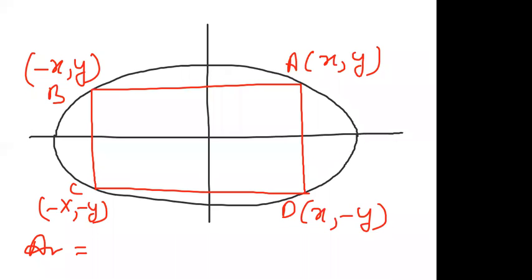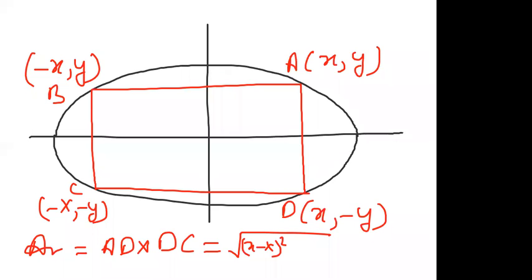Area will be equal to AD into DC. That is, now distances we need to calculate. AD will be under root (x2 minus x1) whole square plus (y2 minus y1) whole square, that is, x minus (minus x) whole square plus (y plus y2) whole square, into CD, or DC I'm taking. So (x plus x) whole square plus (minus y plus y) whole square.